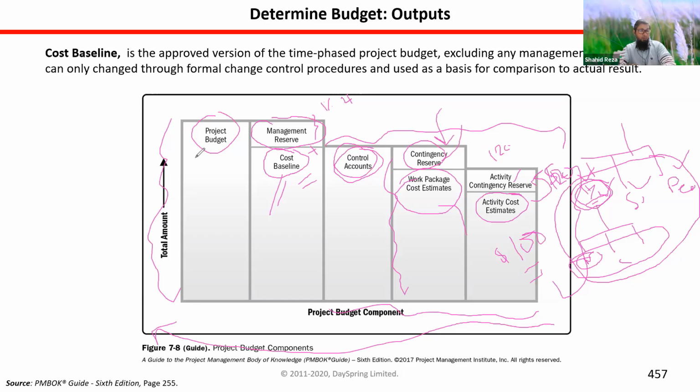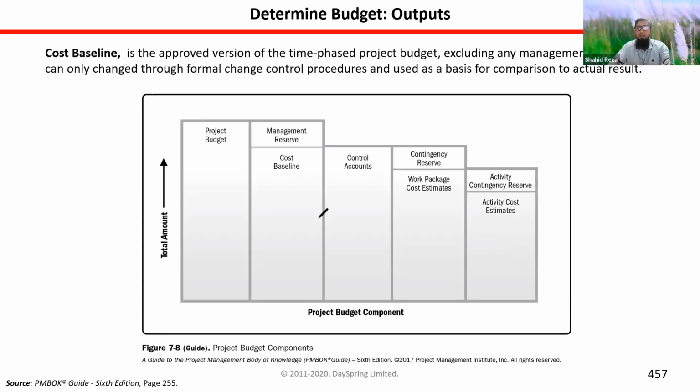All right. So please remember, as per PMBOK, project budget and cost baseline are two different things. But generally, in practical cases or in our real life, we say project budget and cost baseline are the same thing. But in PMBOK, there is a difference between project budget and cost baseline.